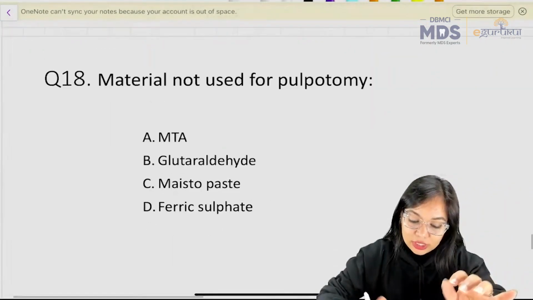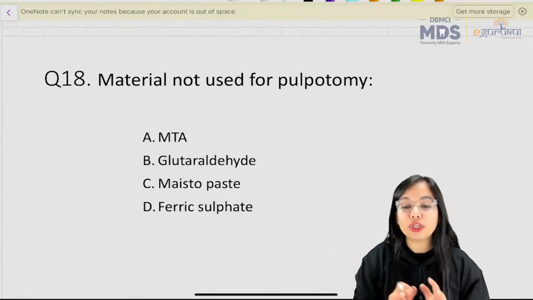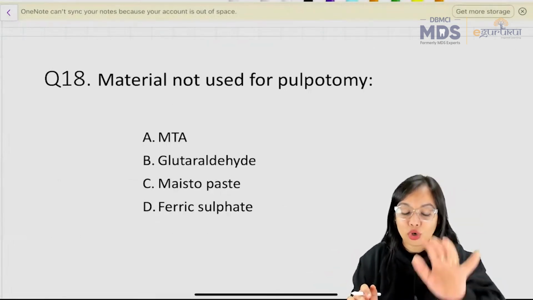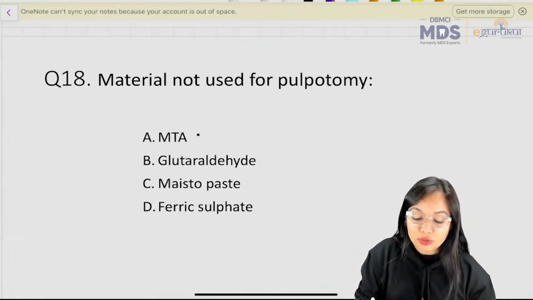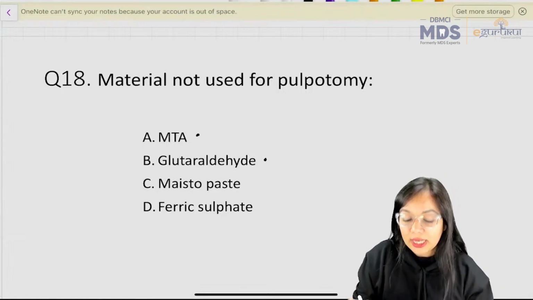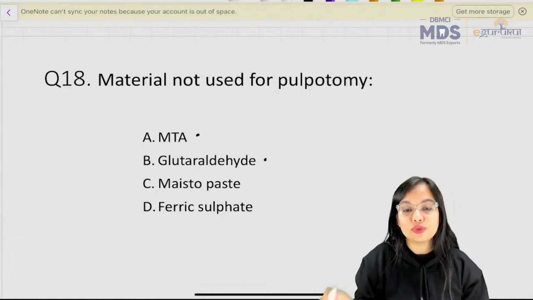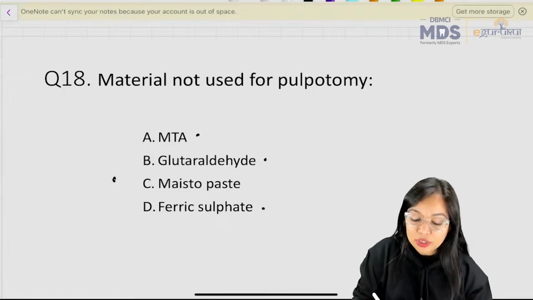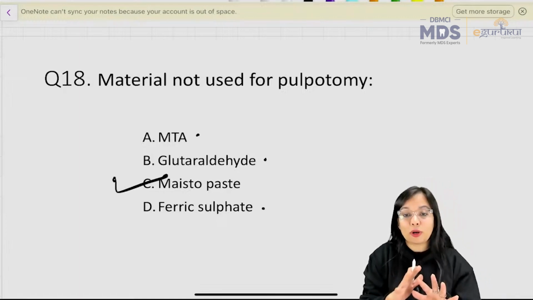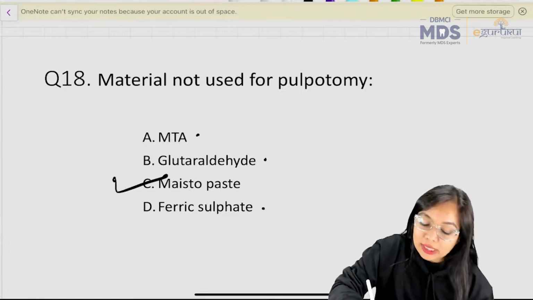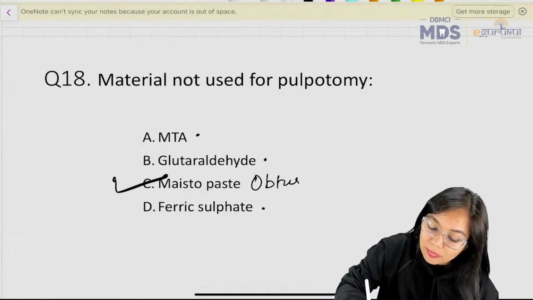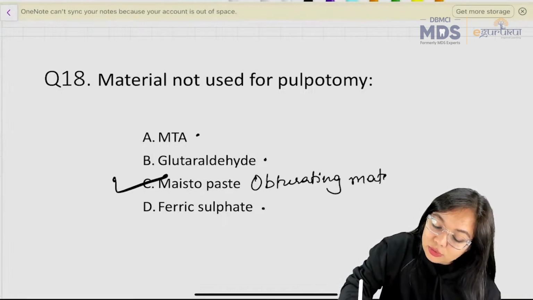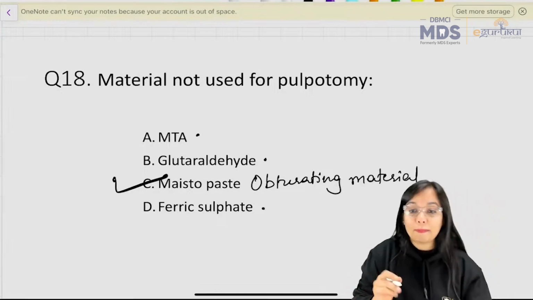So the next question is, material not used for pulpotomy is, which of these following materials is not used? So MTA is used for pulpotomy. Glutaraldehyde is also a material that is used in the process of pulpotomy. So is ferric sulfate. But Maisto paste is not used for pulpotomy. It is an obturating material. Maisto paste is an obturating material. So it is used in case of pulpectomy.